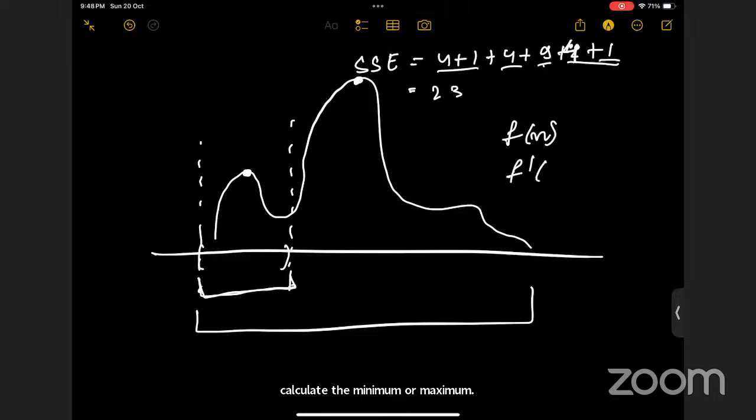For that you have to calculate f dash, meaning the derivative of the function, and equate it with 0. Then we will find some values of x, the x-intercepts, right? These values of x will be the points of minima or maxima. And if you want to find the minimum or maximum value, you just have to put the value instead of x in the main equation. Okay, so this is the way.